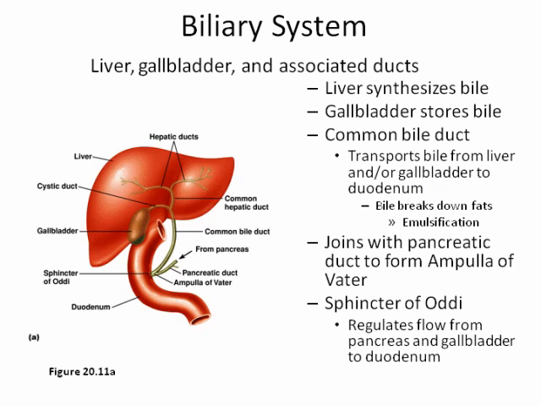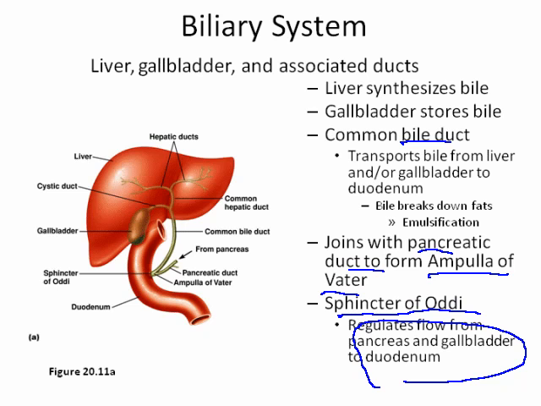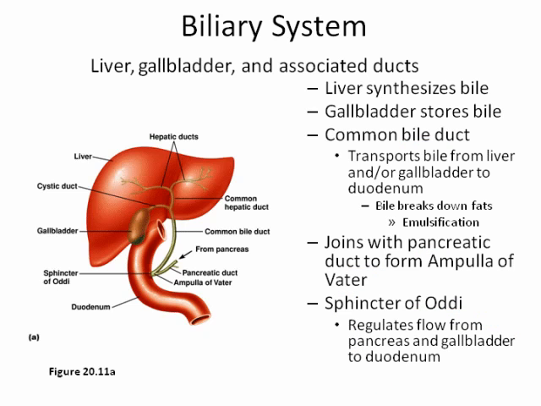The common bile duct joins with the pancreatic duct to form what's called the ampulla of Vater. And the drainage of the ampulla of Vater is controlled by the sphincter of Oddi, which regulates the flow from the pancreas and gallbladder into the duodenum.